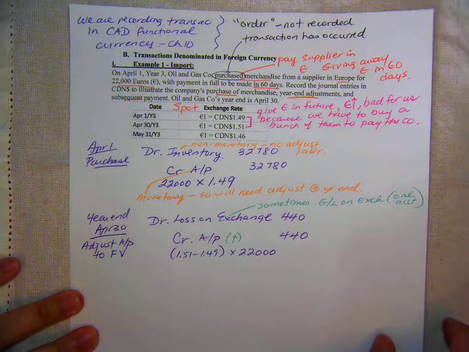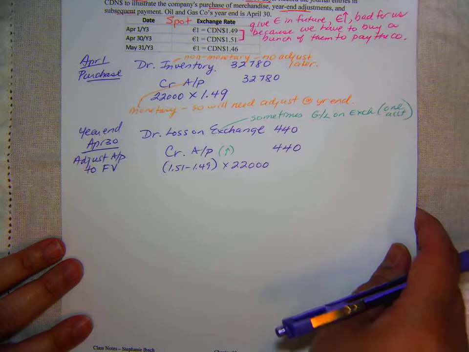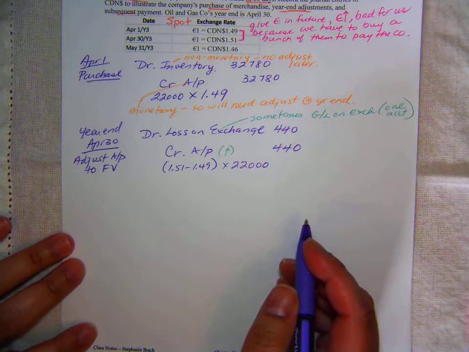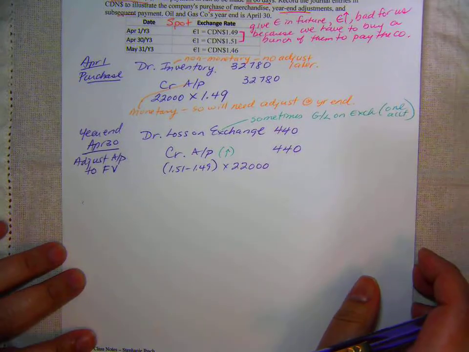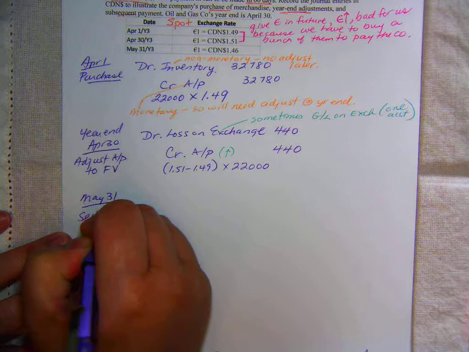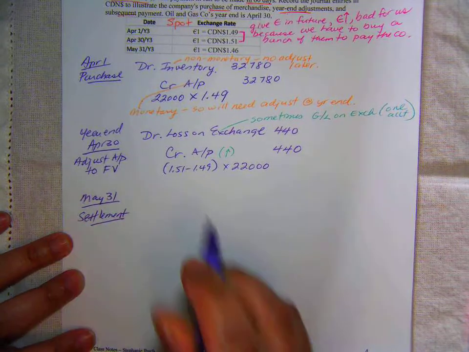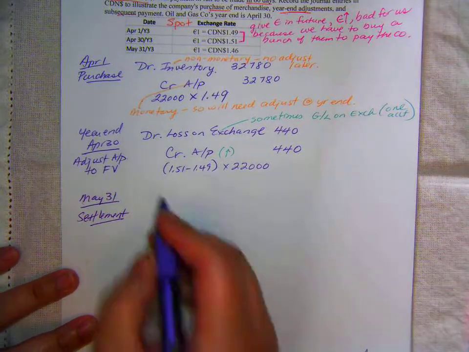Okay, so that's year end. Now the very next is going to be settlement. And settlement is on May 31st. You'll never have to count the days, you guys. They will always tell you what the date is. May 31st, settlement. Okay, I'm going to do it in 2 entries. You are welcome to do it in 1. I'll show you both, and then you should be good.